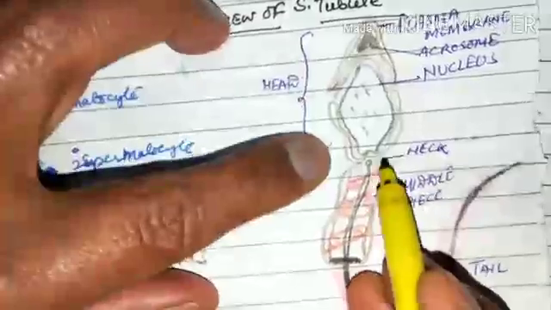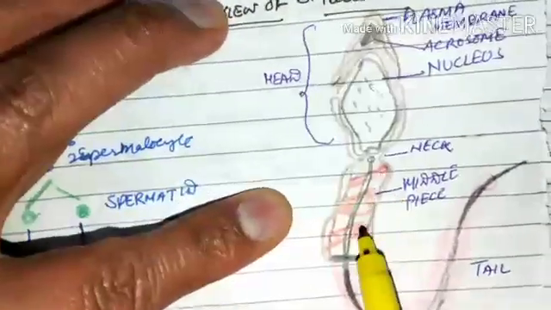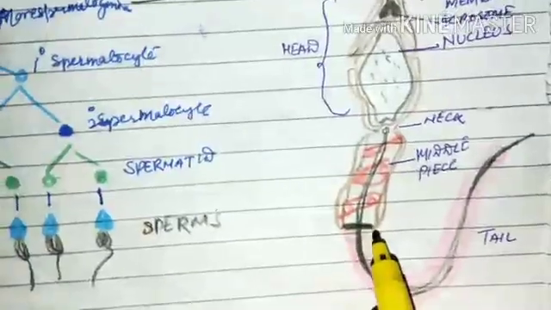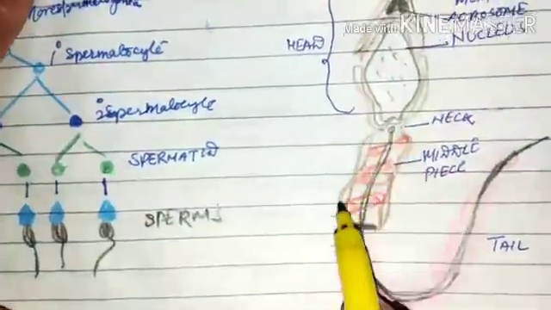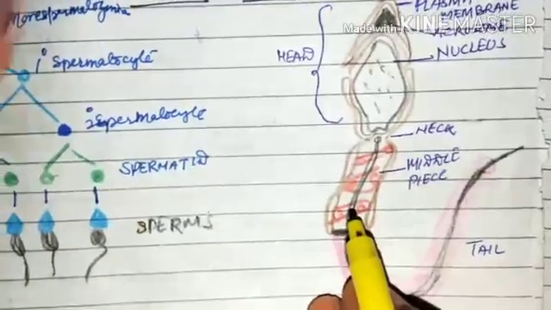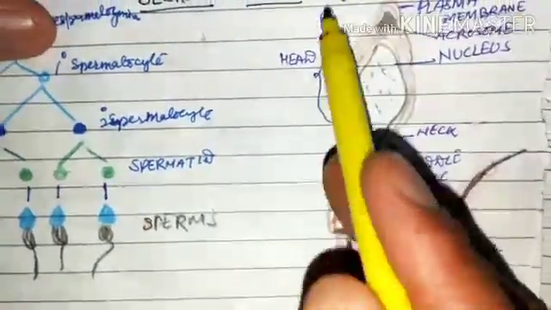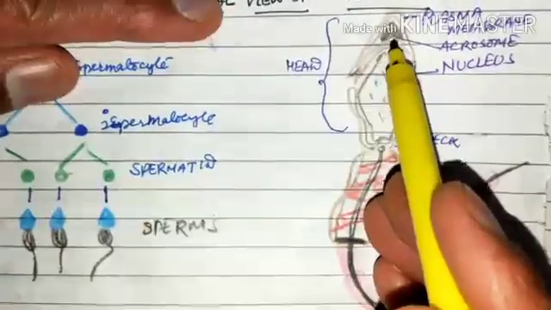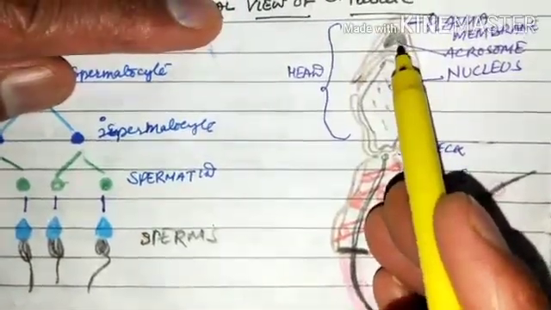Now this sperm has different parts: the head, a small neck, the middle piece, and the tail. The tail helps in its movement, and the middle piece contains mitochondria only, which provide energy for movement. The head region contains a nucleus, and there is another structure called the acrosome.